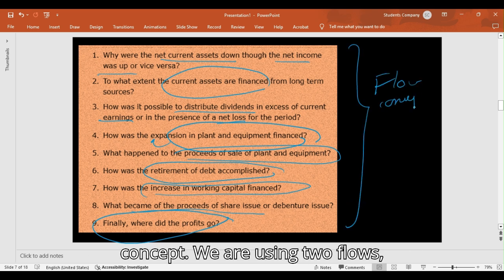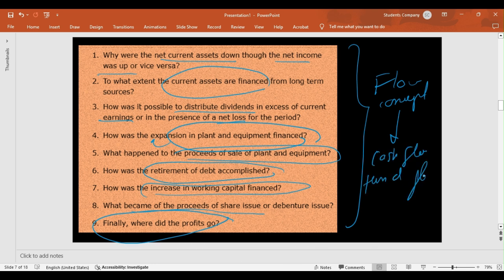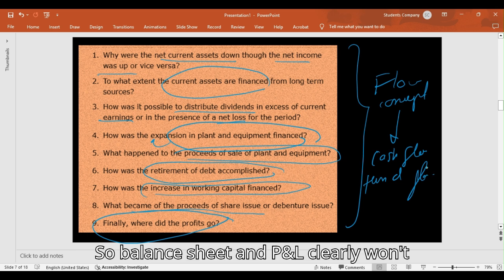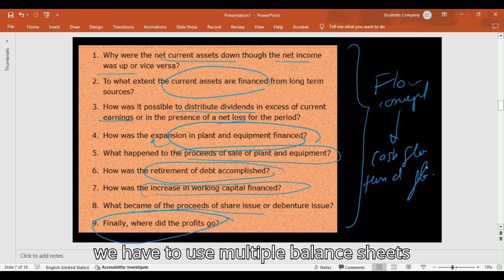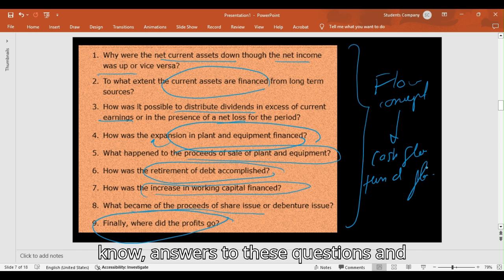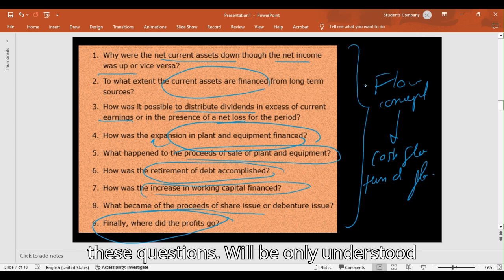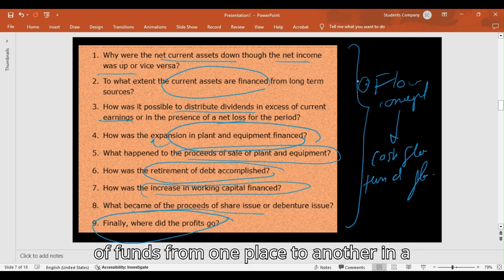And in the flow concept, we are using two flows. One is cash flow and the other is fund flow. So balance sheet and P&L clearly won't tell you all these answers. We have to use multiple balance sheets and P&Ls of many years to arrive at answers to these questions. And these questions will only be understood if you understand the flow of cash, the flow of funds from one place to another in a company.